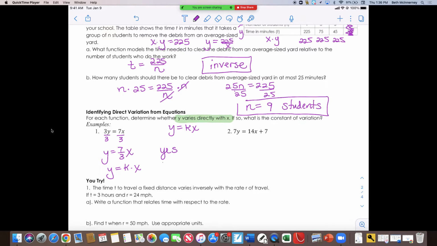And then it says, what's the constant of variation? It's the number in front of x. So that's 7/3. That's why you don't want 7x all over 3, because we want it to look like k times an x.